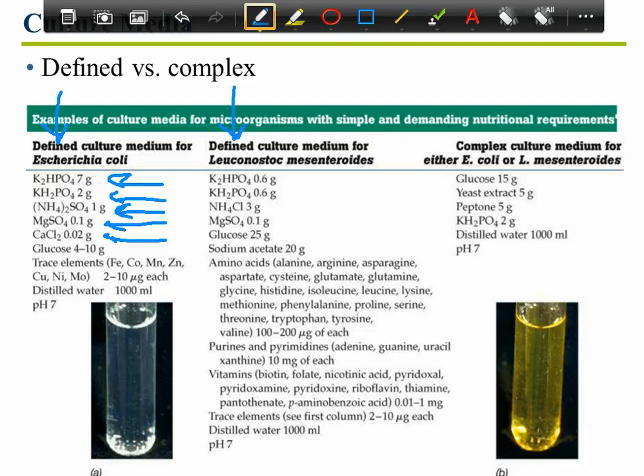This is a different synthetic or chemically defined medium, to grow a different kind of organism. The nice thing about defined media is that depending on what you want to grow, what type of organism, you can add nutrients, vitamins, growth factors that provide for really nice growth of the particular organism you want to find.